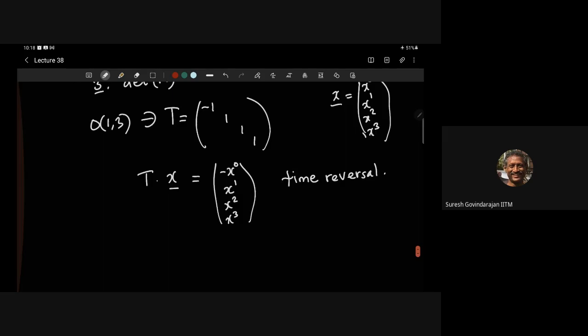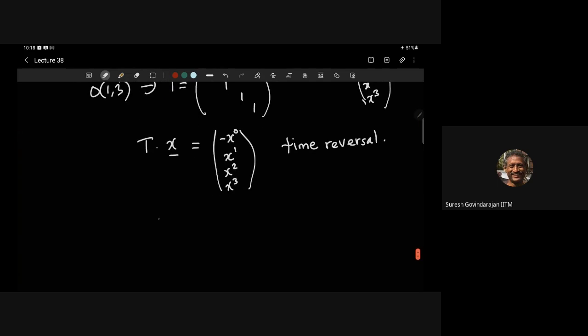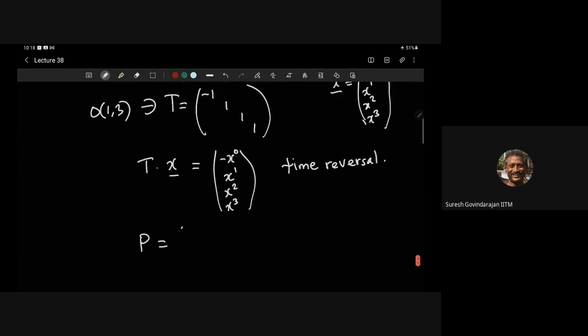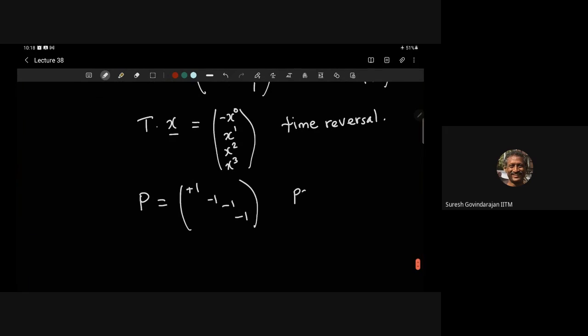Then there is parity, which we'll write as follows. Again a diagonal matrix. There's nothing done to time, but it flips all of the spatial coordinates. So this is parity. It's easy to check that det P equals det T equals -1.